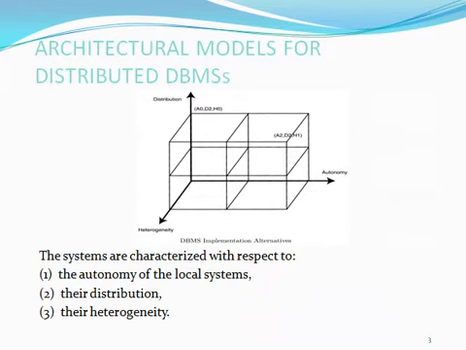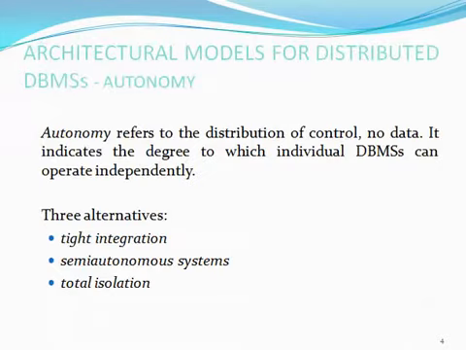Distributed database architecture can be characterized in three groups: autonomy, distribution, and heterogeneity. Autonomy refers to the distribution of control of data. It indicates the degree to which individual databases can operate independently. Three alternatives: tight integration, semi-autonomous systems, total isolation.